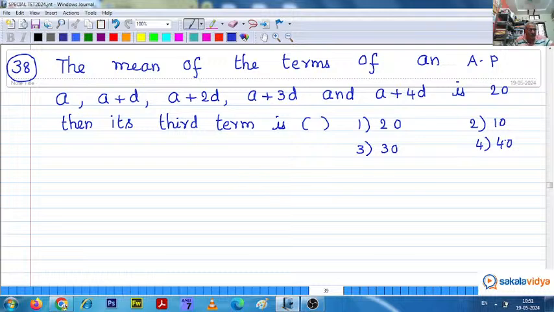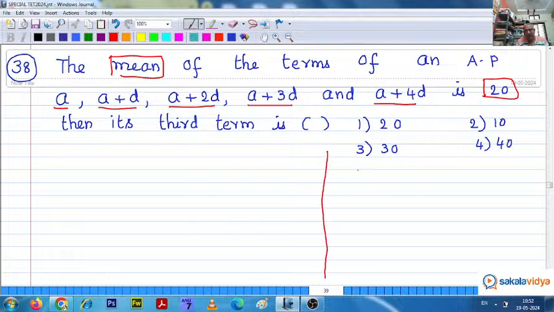So the mean of the terms of an AP, the 1st, 2nd, 3rd, 4th, 5th terms, is given as 20. Then you are asked to find its third term. Third term means the value of A plus 2D we need to find. See how interesting this problem is. So my dear students, the mean of A plus D, A plus 2D, A plus 3D, A plus 4D is 20. I'll tell you one beautiful shortcut.